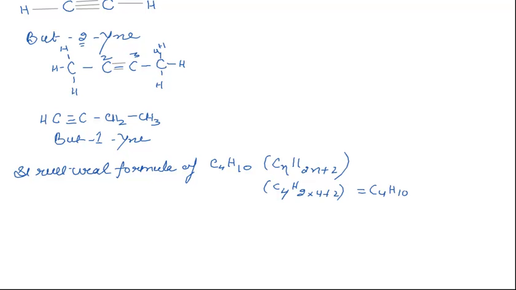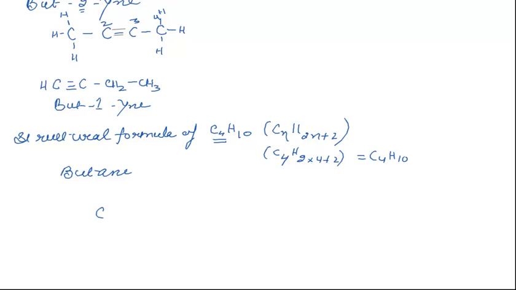And what would be the name of this? How many carbon atoms are there? 4. So its name would be but. And what type of bonds are present between the carbon atoms? Single bonds. So it would be butane. Fine. Now how will we draw the structural formula of it? So this is carbon, 4 carbon atoms. Now complete its tetravalency. So this is H, H, H, H. So this is the structural formula of butane.